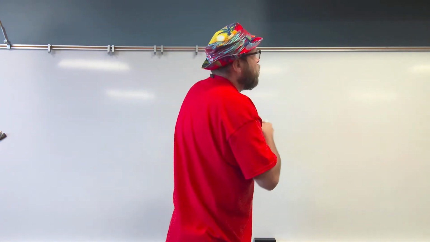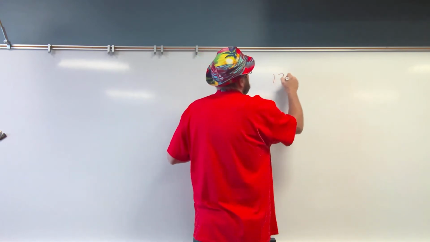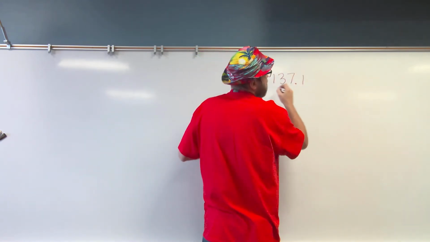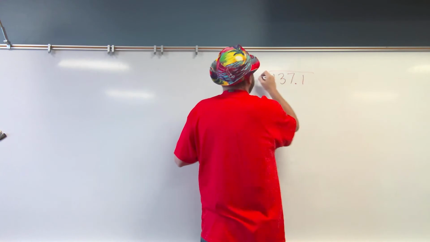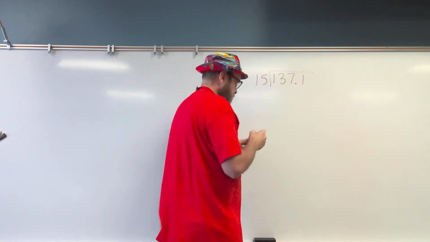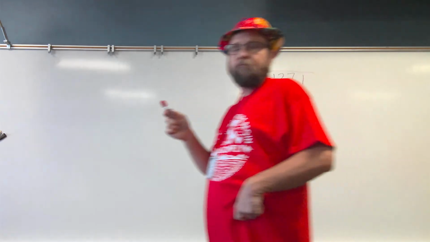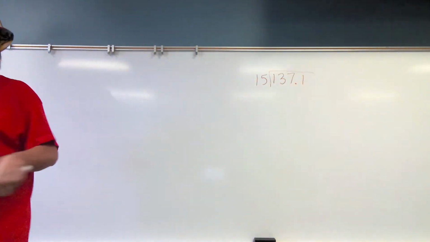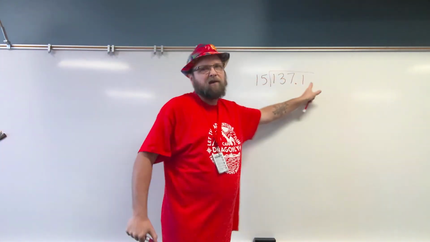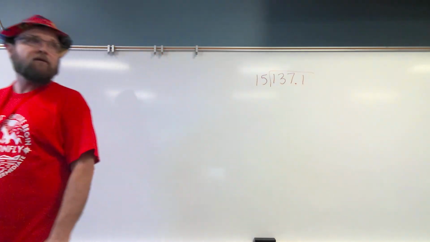All right, so then we have 137 and 1/10 divided by 15. Now, a cool little thing for you to know is you're not going to have remainders on this. So if you have a remainder on your paper, you're going to end up having to add a 0 to the end. And I'm going to tell you in this problem, you're going to have to add a 0 to the end.